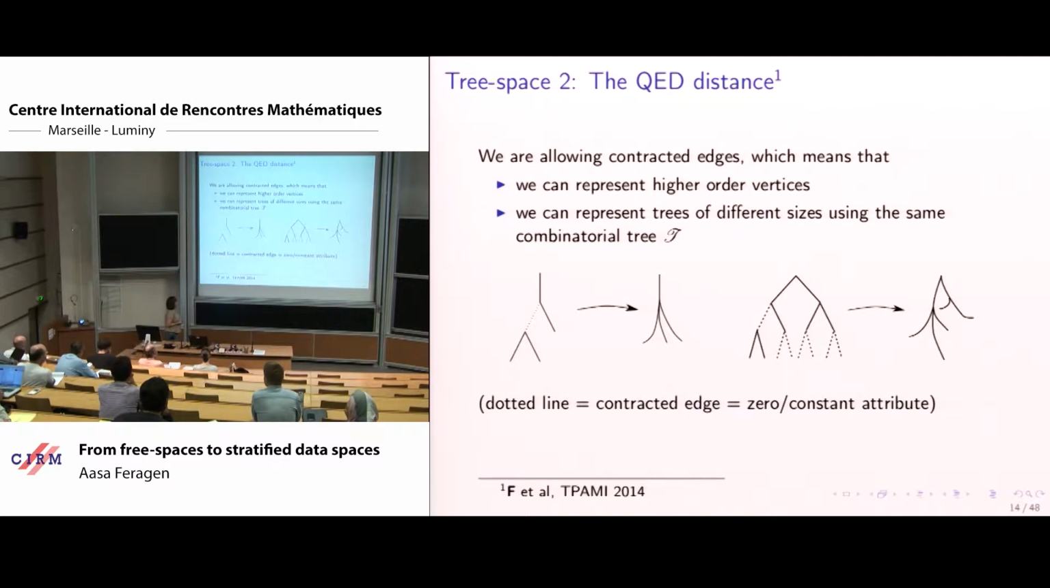Now, we're allowing our edges to be contracted, which means that although I assume that my combinatorial structure would be binary, I can actually represent higher order vertices by having zero edges. So this dotted line here represents an edge with a zero attribute, which means it's contracted in the tree. And you can also represent trees of different sizes by having zero attributes on your leaves, and this is why it's fine to have an infinite binary tree parameterizing all your trees.